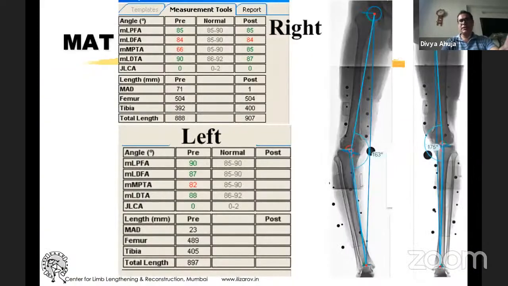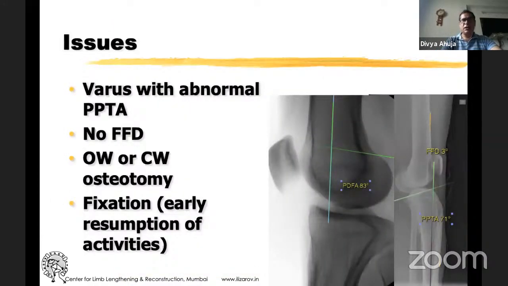The malalignment test showed that the femur was pretty all right, just that LDFA was 84, which is just a degree below 85. So MPTA here was the main culprit. And the sagittal views showed the PDFA was normal and PPTA was around 71, but there was no flexion deformity. So the question was whether we want any correction happening in the sagittal view as well.